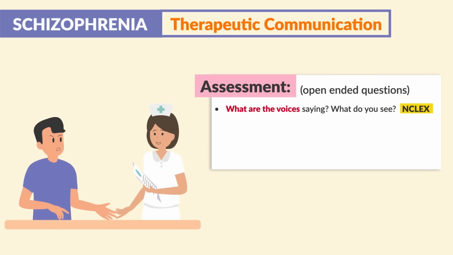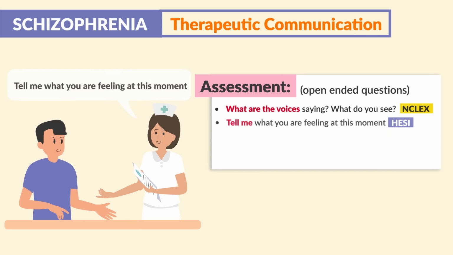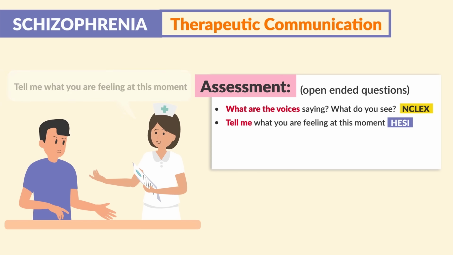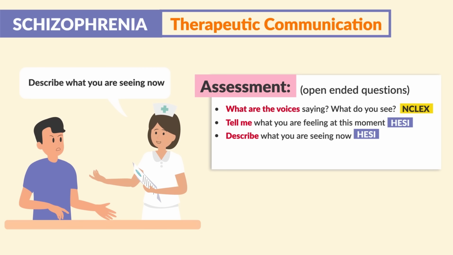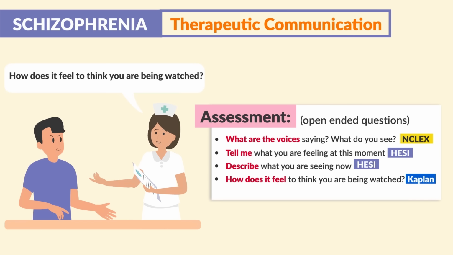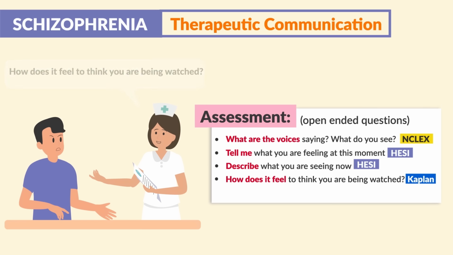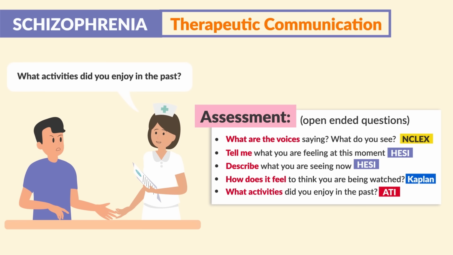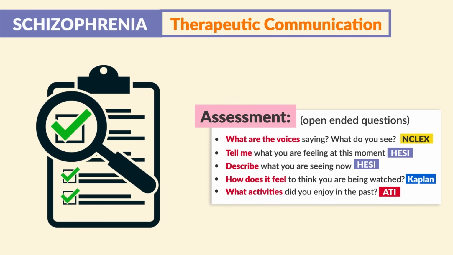You see how this question is open-ended. It doesn't end with a yes or no answer. It deep dives into a deep assessment. So Hesi mentions, tell me what you're feeling at this moment. Describe what you are seeing now. You see how deep we're going into this assessment. And Kaplan mentions, how does it feel to think you are being watched? And ATI, what activities did you enjoy in the past? See how each question is an assessment.